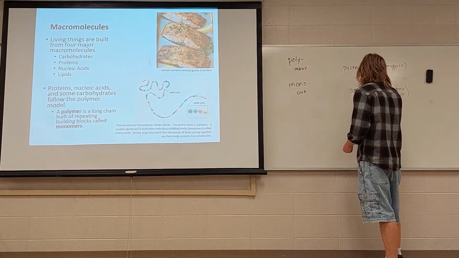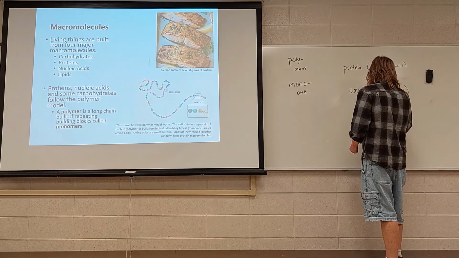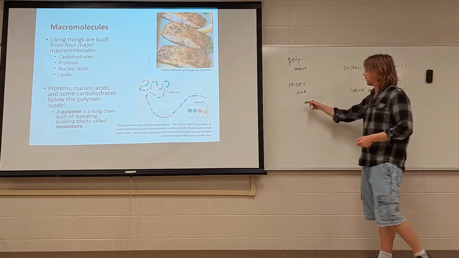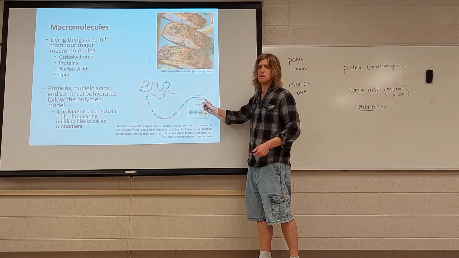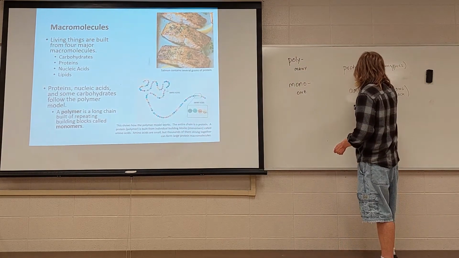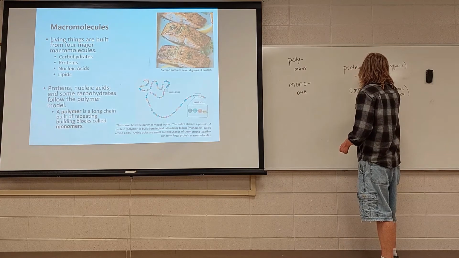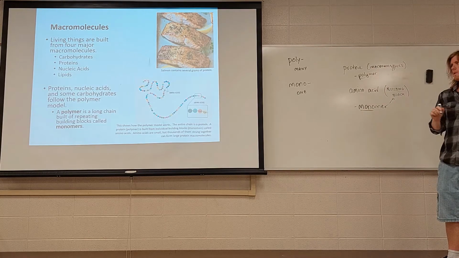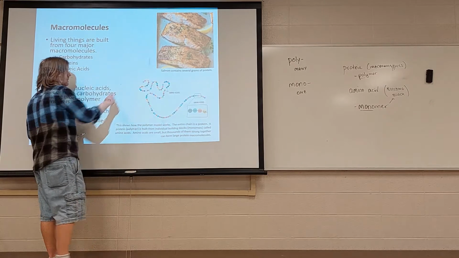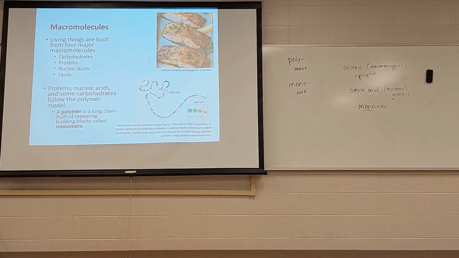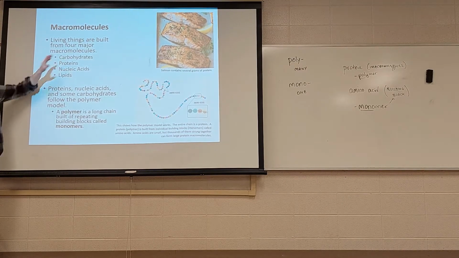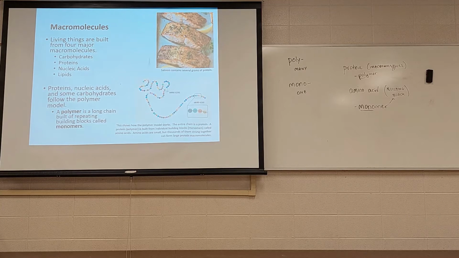The amino acid is the building block. It's called a monomer. Remember, mono means one, and so one of these is a monomer. String a bunch of them together, and now you've got what's called a polymer. Poly means many. Many monomers together make a big, long polymer chain. That's how proteins are built. That's how nucleic acids are built. That's how some carbohydrates are built.